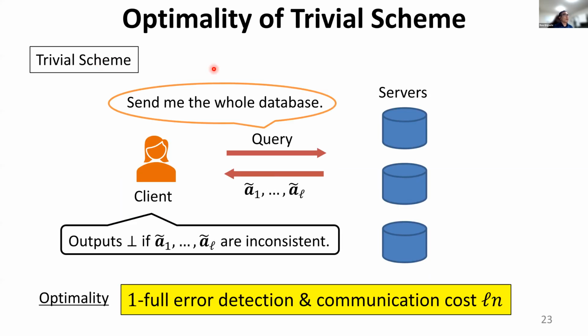As a corollary of this result, we can see that the trivial solution, downloading the whole database, is communication optimal as long as perfect error detection is concerned. Recall that in the trivial scheme, the client downloads the L databases, so she can detect errors with probability 1 simply by checking the consistency of the L databases. So this implies one full error detection, and clearly the communication cost achieves our lower bound L times n. So we can see that the trivial scheme is optimal.